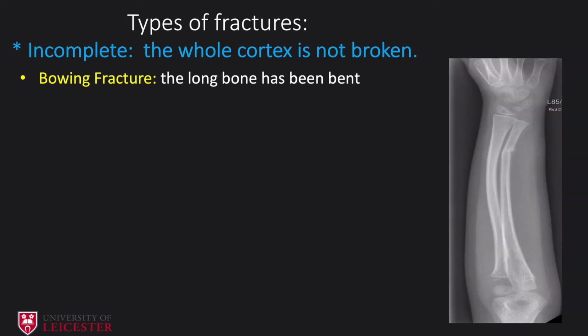The second type of fracture is incomplete fracture. This includes bowing fracture, where the shaft of the long bone has been bent, and you can see here from the radiograph there is bending of the shaft of the left radius. Besides this fracture, there is another fracture of the distal ulna.